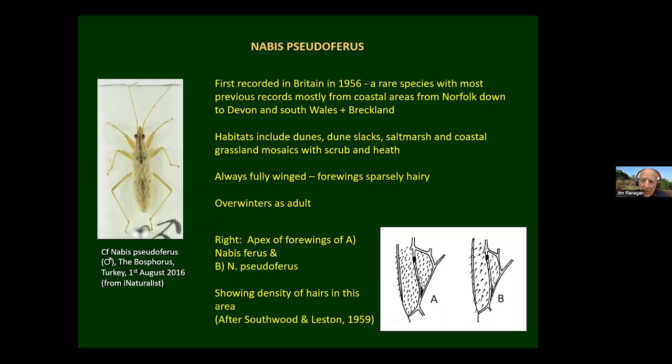But yes, the habitats that have been recorded include salt marsh and coastal grassland, mosaics with scrub and heath. Again, like Nabis ferus, it's always fully winged and overwinters as an adult. One of the things that has been used to separate pseudoferus from ferus has been, again, this hairiness of the wings.